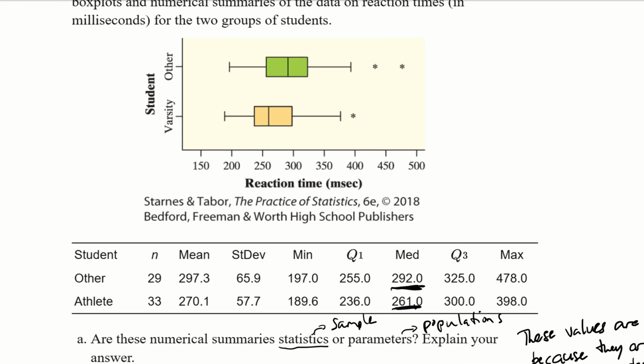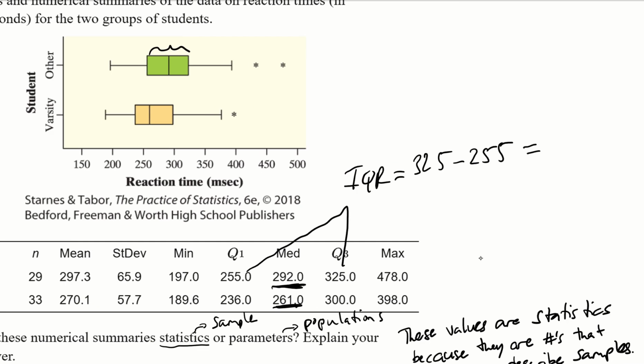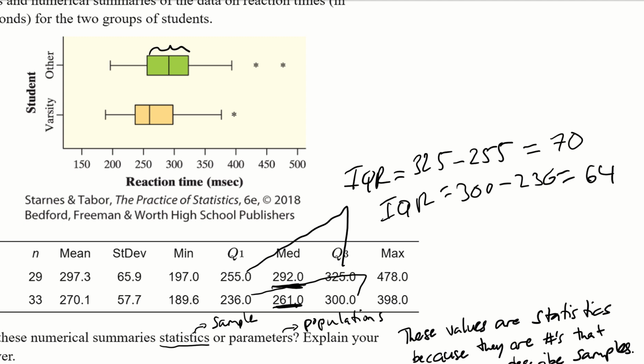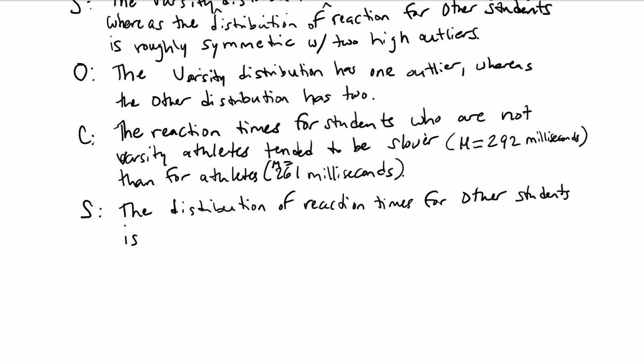So here the interquartile range is from here to here. And they tell you the quartiles, so we can calculate that. So the interquartile range of this is 325 minus 255, which is 70. And the interquartile range for the other one, 236 and 300. So 300 minus 236 is 64. So the spread for the other students is greater than for the athletes, right? So the distribution of reaction times has more variability, right?